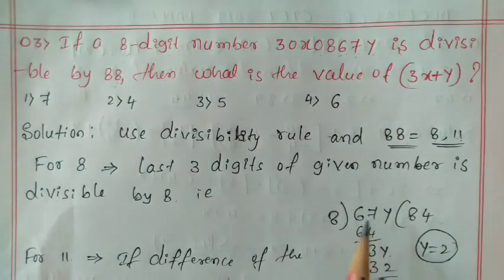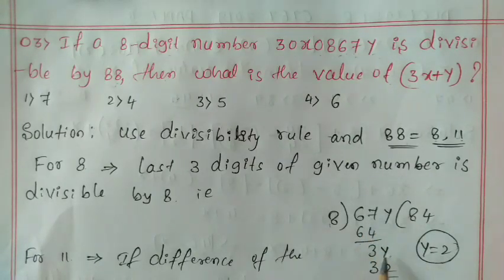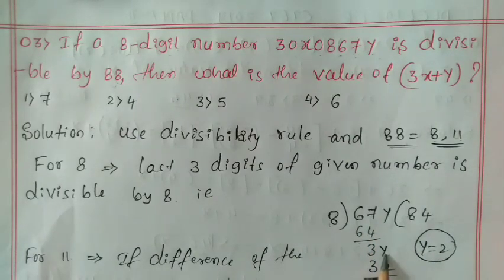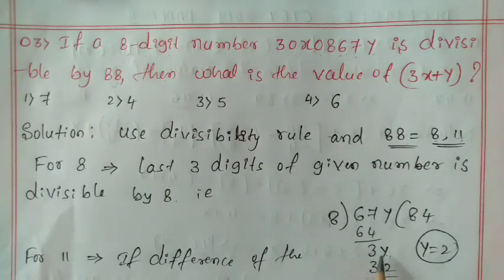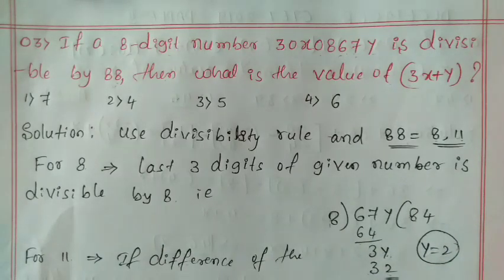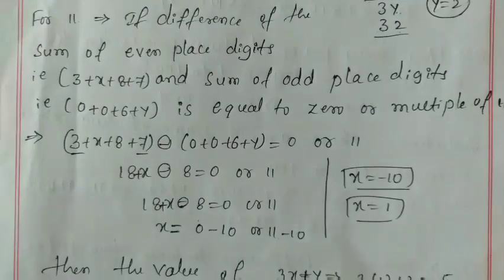You can write here 67y and divide this by 8. 8 8s are 64, you can write. Then the remainder is 3, and you write y as it is. Okay, 8 4s are 32, so 3y is 32. So in place of y you can take 2. Okay, so you got the y value, that is 2.